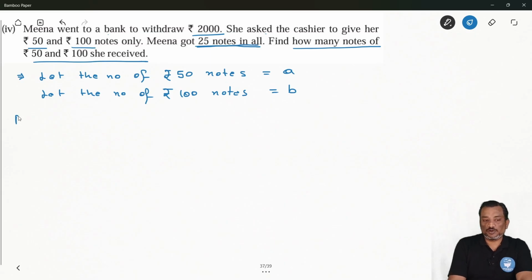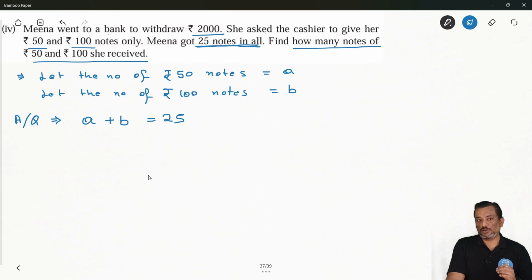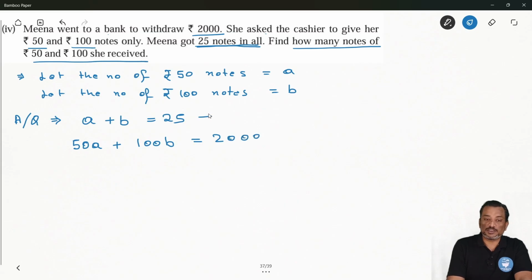सो वी विल से अकॉर्डिंग टू क्वेश्चन द सम ऑफ द नोट्स विल बी हाउ मच? a प्लस b इज इक्वल टू हाउ मच? 25. ठीक है, दूसरा बोल रहा है कि जो टोटल मनी है तो हमारा वो कितना आ रहा है? 2000. सो वी विल से ओके, सो 50 रुपीज के नोट्स हमारे पास कितने? a है, तो विच मीन्स 50 टाइम्स a प्लस, और 100 रुपीज के नोट्स कितने? b है, तो 100 टाइम्स b इज इक्वल टू 2000 बिकॉज दैट इज द सम ऑफ मनी. सो दिस इज योर इक्वेशन 1.